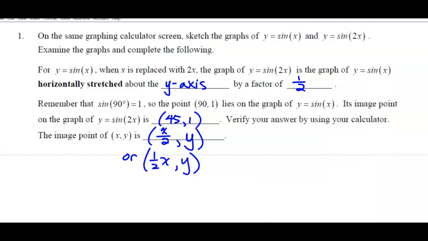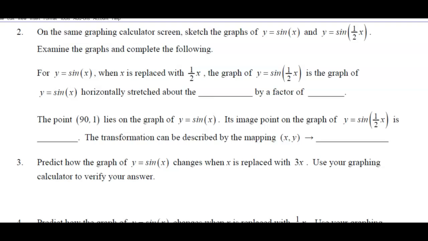It eliminates confusion, because if you say, oh, it's been compressed by half, well then that's kind of like a double negative. You compress it by half, but then it's going backwards, so it's confusing. So if you always say horizontally stretched with the correct factor, it'll work its way up.